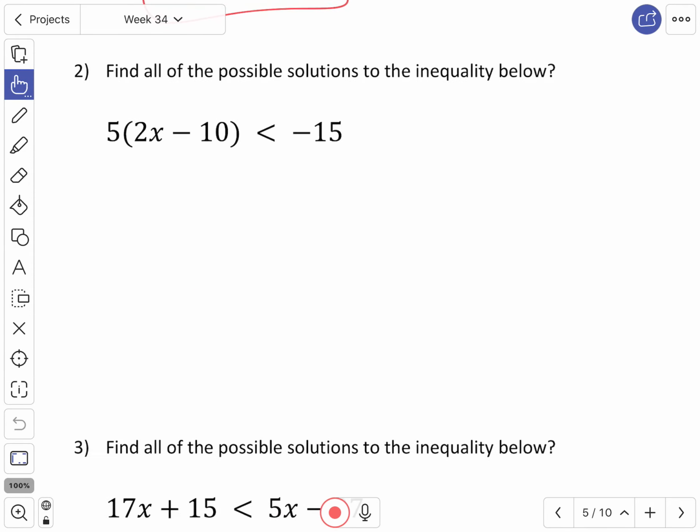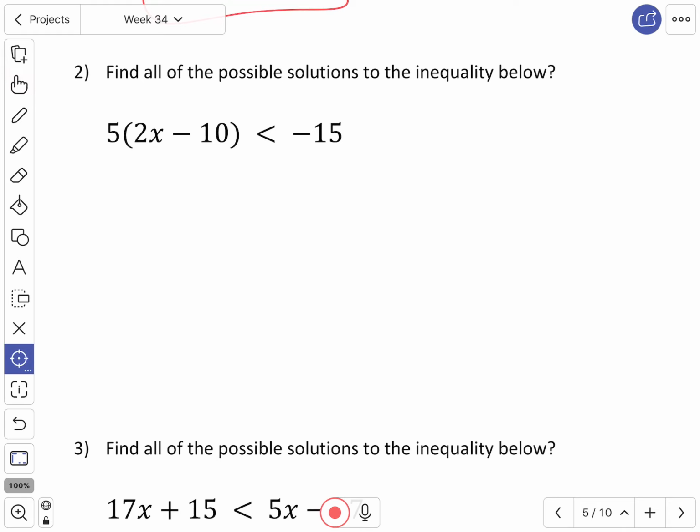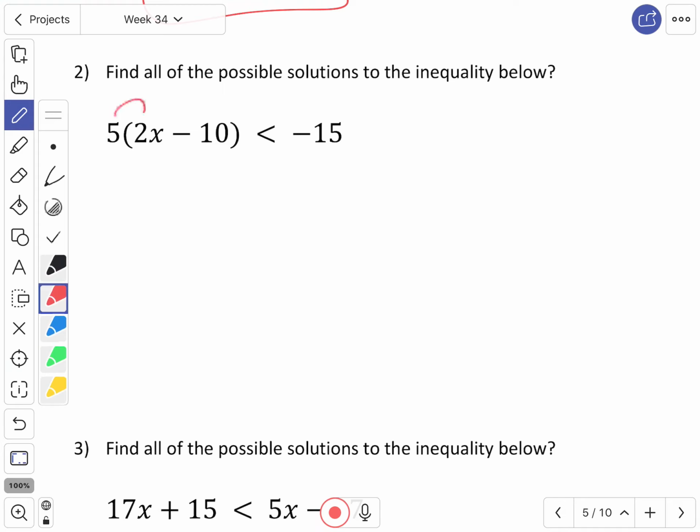Okay, problem number 2. So this comes back to solving using distributive property, which we went over on Monday, I believe. So the first thing I want to do is apply distributive property. So I'm going to do 5 times 2, which is 10x, minus 5 times 10, which is 50. So now I have 10x minus 50 is less than negative 15.